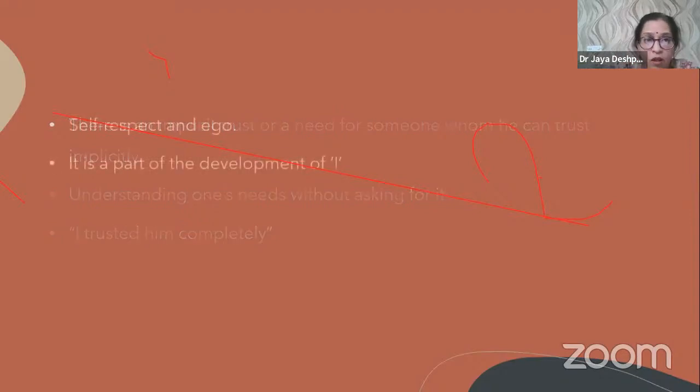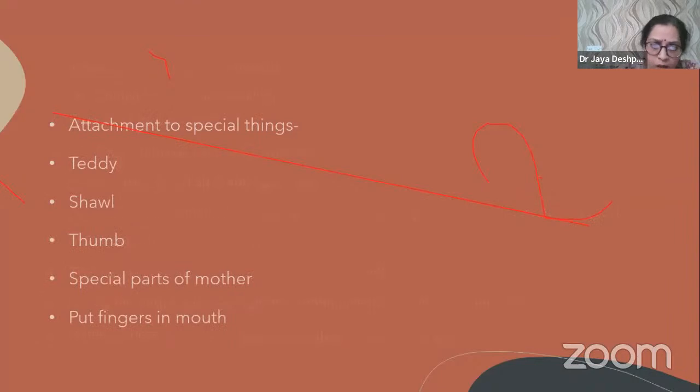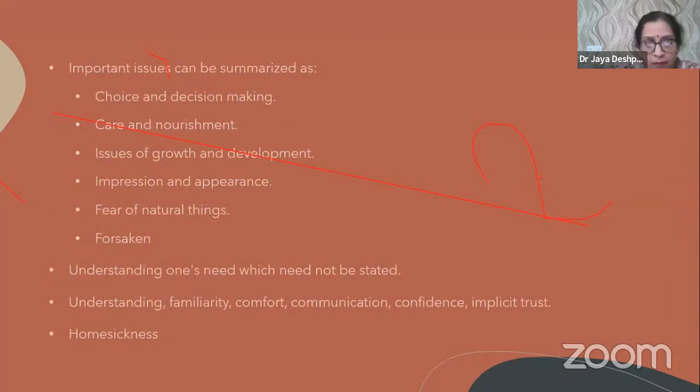Okay. So again, self-respect and ego is a part of the development of I. When you do these PEM courses, you will understand the whole idea of ego and I, ego and superego, and individuation and all that. I think I need to give time to the other speakers also, so I will skip this, because it is generally more about the natrum line. In the course, everything will be covered in detail about the natrum line as such.